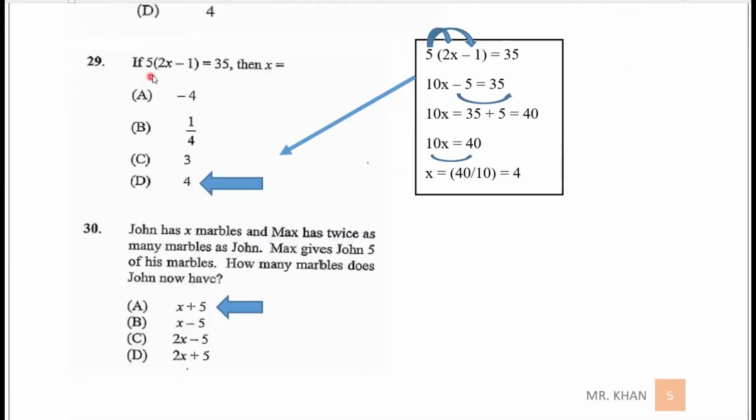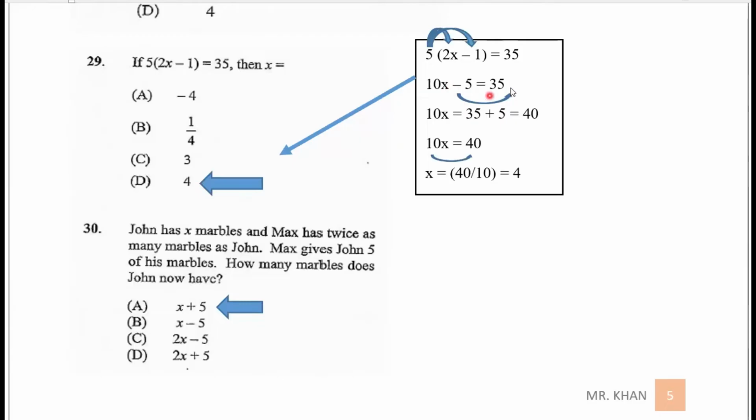29. 5 open bracket, 2x minus 1 close bracket is 35. What is x? Well, you can see it here. We expand out the brackets. So we could say 5 by 2x is what? 10x minus 5 by 1 is 5 equal to 35. And then we carry minus 5 across, because all the numbers on one side, preferably the right side.